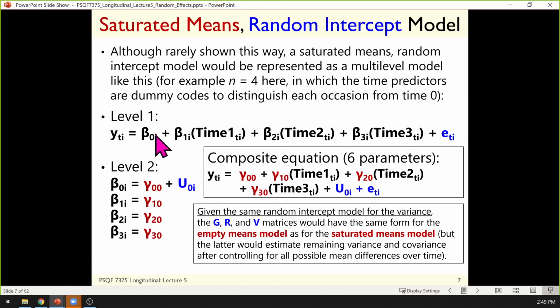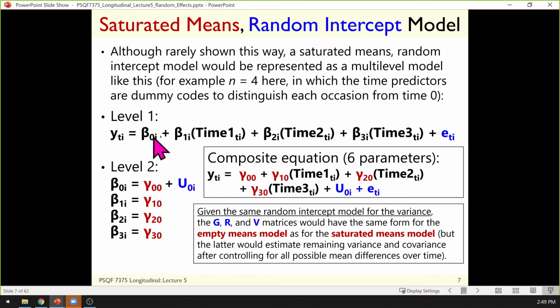So my level 1 model, if I were to estimate a saturated means model, would look like this, where time 1, time 2, and time 3 are binary predictors, distinguishing time 1 from time 4, time 2 from time 4, time 3 from time 4. So I would have a potential beta for each of those that each person in theory could have their own version of. To keep it a random intercept model, though, I would only have one U here.